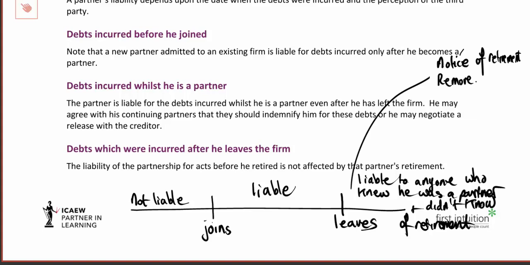You'd also want to remove your name from the letterhead, because if a letter goes out and your name is still on there as a partner, that's called holding out, and you're giving the impression that you are still a partner in this partnership. The other thing you might do is try to get an indemnity from the other partners. Now, that won't protect you from a third party trying to sue you, but if a third party was to take action against you, you could then turn around to the ongoing partners and say, remember, you agreed to reimburse me if I was held liable for any partnership debts which arose after I'd left.